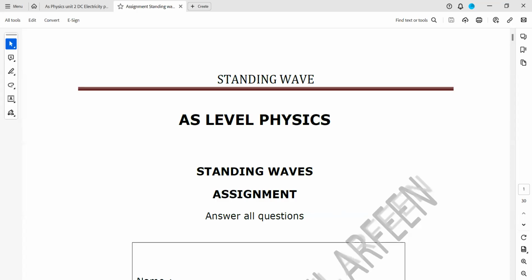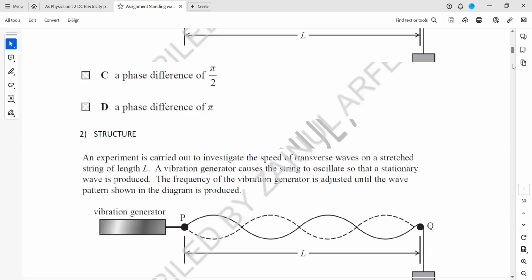So, exercise related to standing wave. The first 32 questions are already being solved, so we'll start with 32. So you will have an idea of how to solve such questions in the exam.